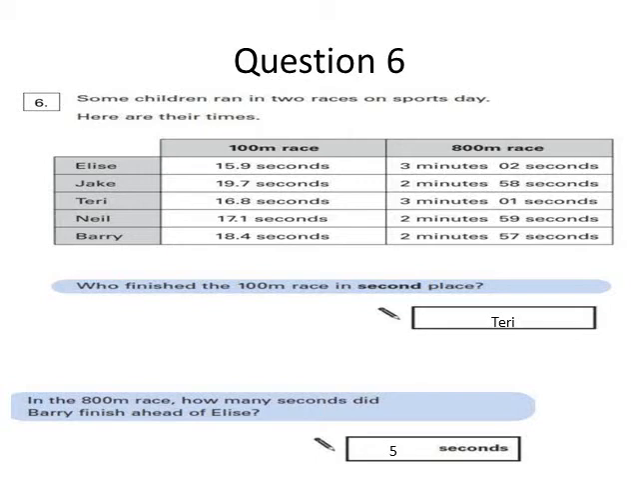And the other question, in the 800-meter race, how many seconds did Barry finish ahead of Ellis? So there's a difference in time. Here I have to find the difference in time. Barry finished the race in 2 minutes and 57 seconds, and Ellis finished the race in 3 minutes and 2 seconds. So the difference, even if you just counted, after 57, 58, 59, 60, which is 3 minutes, and 3 minutes and 1 second, 3 minutes and 2 seconds, which is 5 seconds. So Barry finished ahead of Ellis by 5 seconds.